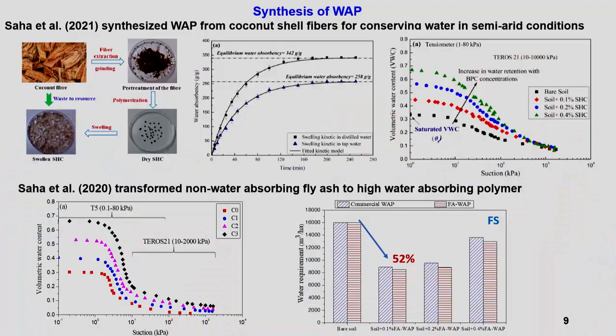This is another such effort where, using a three-stage process, we have transformed a non-water absorbing fly ash into a higher water absorbing polymer. The three-stage process is: checking the leachability of the elements in fly ash; if it is beyond the limit, using sequential extraction to bring it down; and then using that fly ash as a water absorbing polymer. There are also many pond ashes where the important contaminants are already leached out, so one can always use those pond ashes for transforming. You can see that the water requirement for the plants reduces by around 52% when you use this particular kind of material. That's an important dimension to this topic.